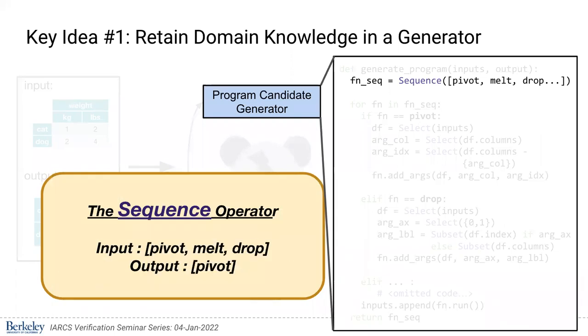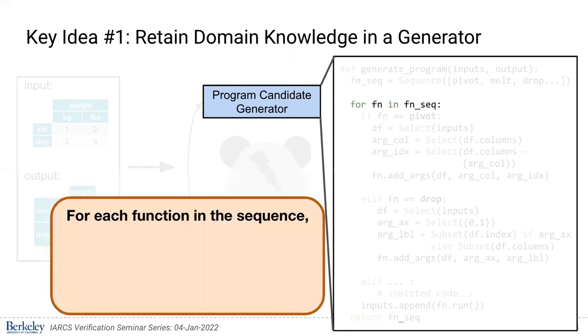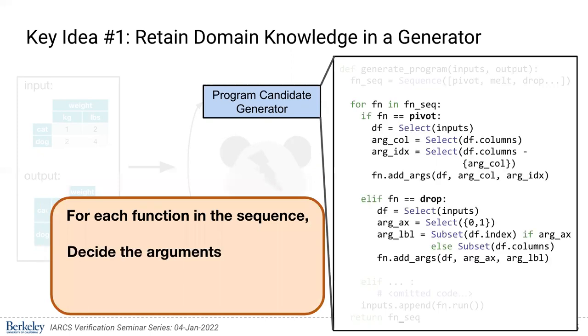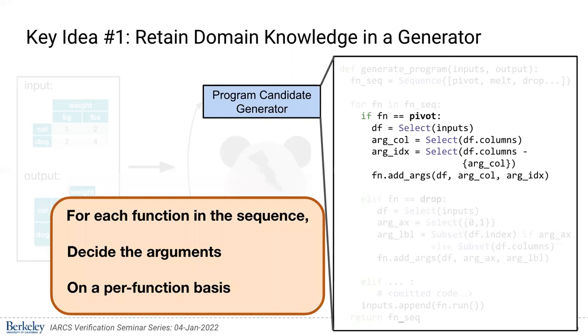So for example, if the input was pivot, melt, and drop, the output can be pivot, melt followed by pivot, or drop, pivot, and melt, and so on. As you may have guessed, all these pivot, melt, drop are functions in pandas. So this first call to sequence would return a sequence of function calls to use within our program. Once we have the sequence, for each function in the sequence, we decide the arguments one by one on a per function basis. So if the function selected is pivot, we pick the arguments for pivot. If it's drop, we do that, and so on.